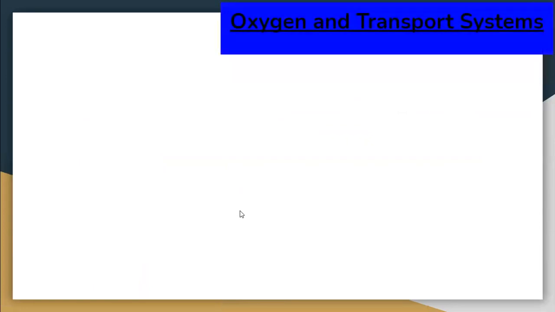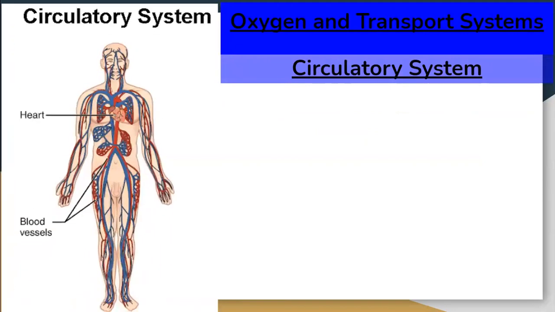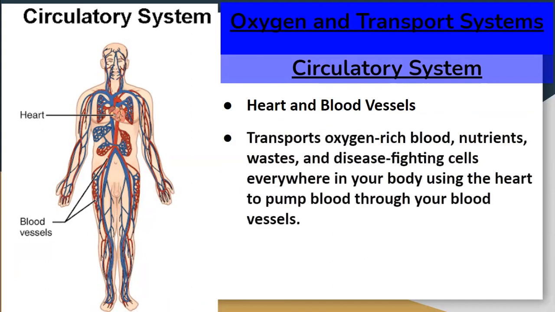Another oxygen and transport system is the circulatory system. That's all your blood and veins and your heart. So your heart and your blood vessels. It transports the oxygen-rich blood, which you need, the nutrients, the wastes, and the disease-fighting cells everywhere in your body, using the heart to pump blood through your blood vessels. And it regulates your body temperature.